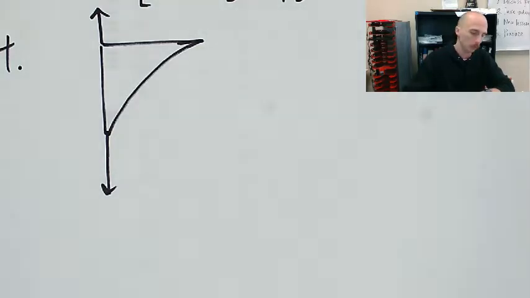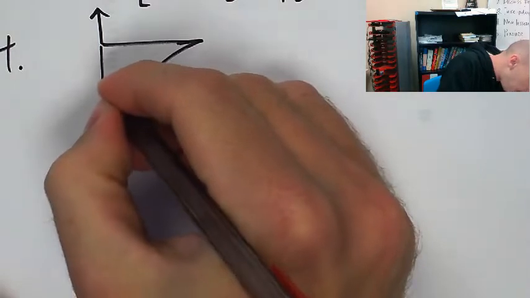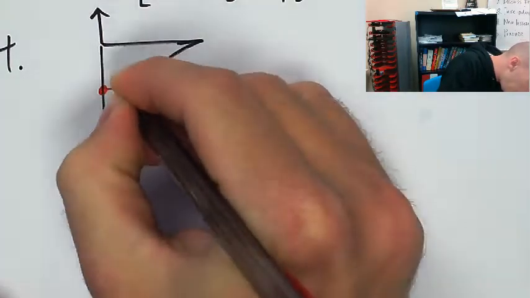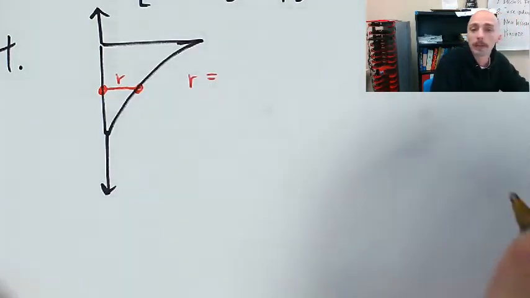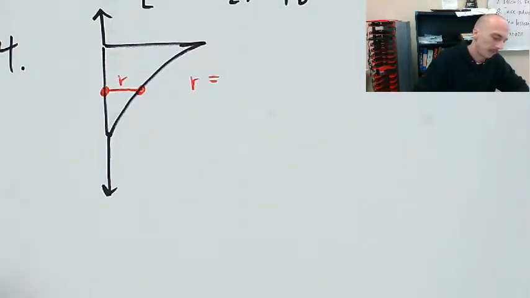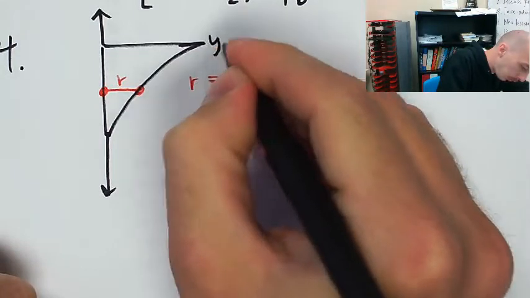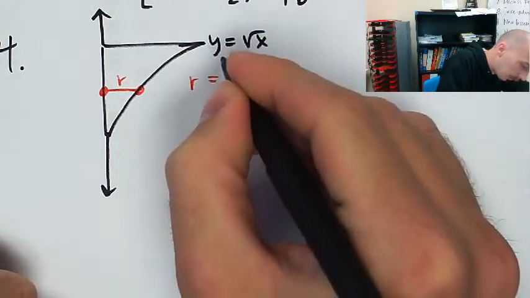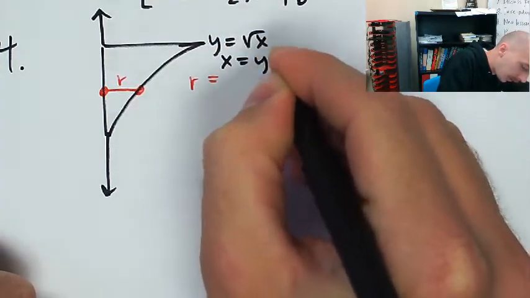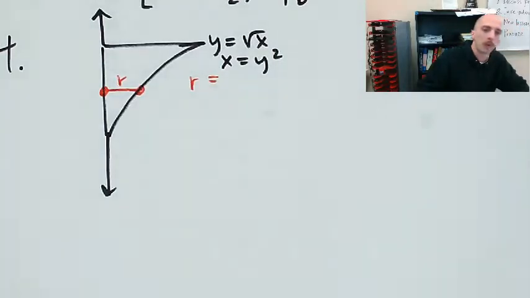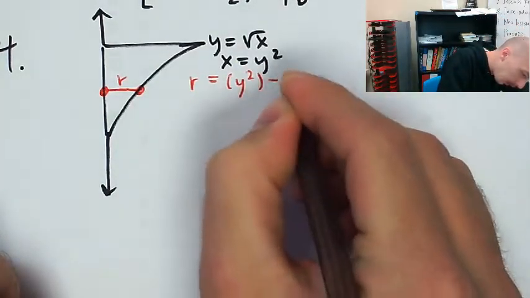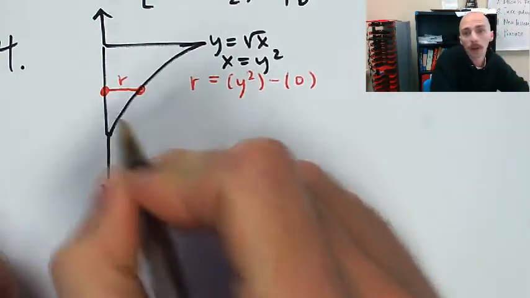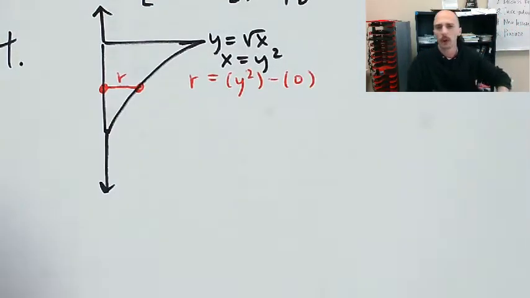And I'm going to go over here. Say, all right, my radius is going to be over here. And my radius, I can express that with right minus left. Well, if I've got y equals the square root of x, and I want to solve for x, I'll square both sides, and I'll get x equals y squared. So on the right, I have x equals y squared. And on the left, I have x equals 0, because that's the y-axis. And so I get r is y squared.